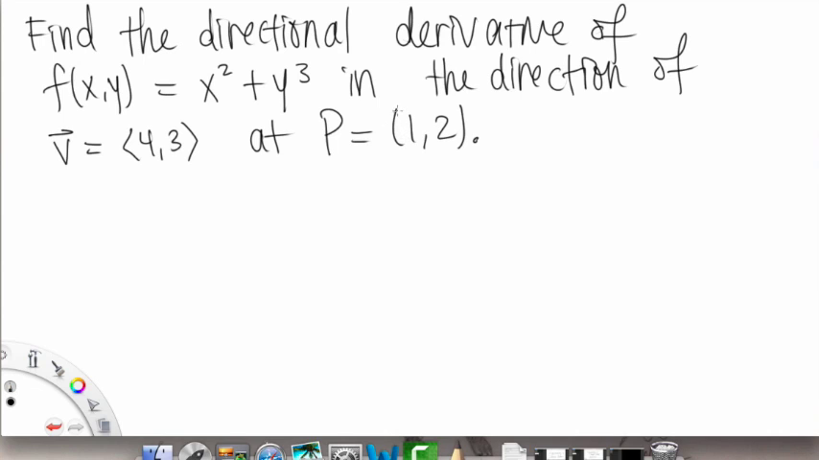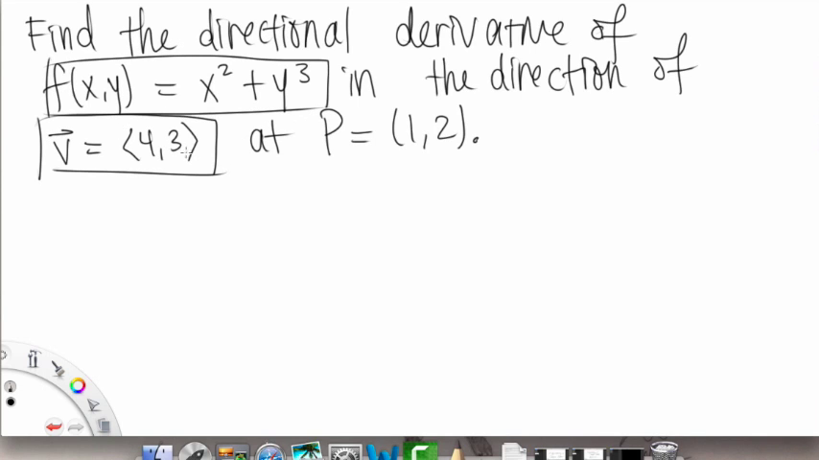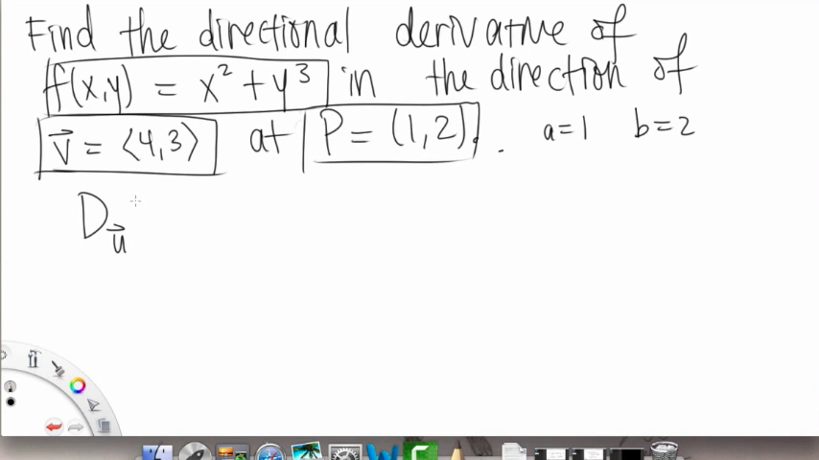Okay, so let's make sense of what we have. We have our function, first of all, that's our multivariable function. This is our direction vector, that's where we want to point, and this is our point that we want to evaluate it at. So P is equal to (a, b), so a equals 1 and b equals 2, for the sake of our formula. Let's write down how to compute directional derivatives.